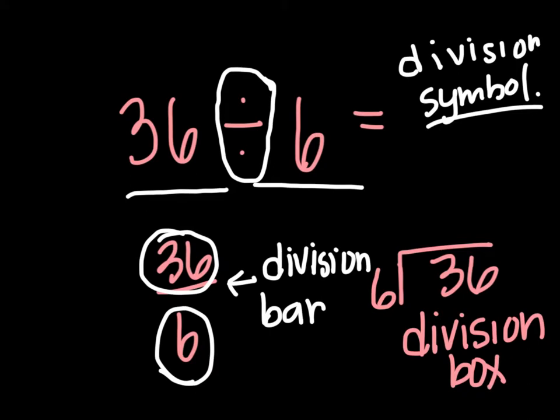For our division symbol and our division bar, all you do is write your answer right after your equal sign. On 36 divided by 6 with a division bar, you just write it on the other side of the equal sign. But with the division box, you actually write your answer on top, which is a little different.